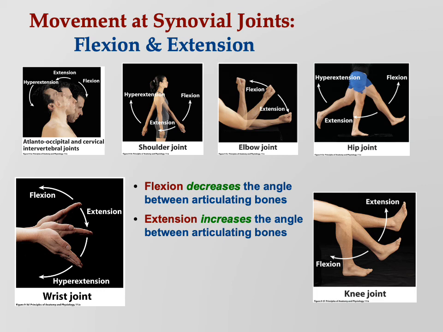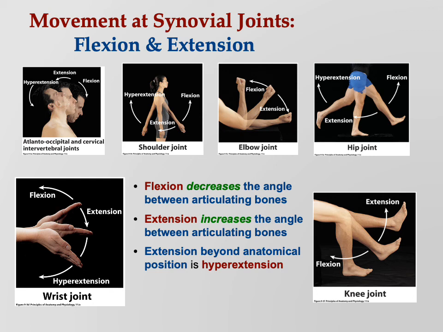So there's also a special term here if you go beyond anatomical position, that's hyperextension. So look at the shoulder joint. Moving your arm forward is flexion. Moving it back to anatomical position is extension. And if you continue to move it back, that's hyperextension of the shoulder. Hyperextension is still extension, it's just a special type of extension where you've gone past anatomical position. So your shoulder joint, very easy to both flex and extend and to hyperextend.